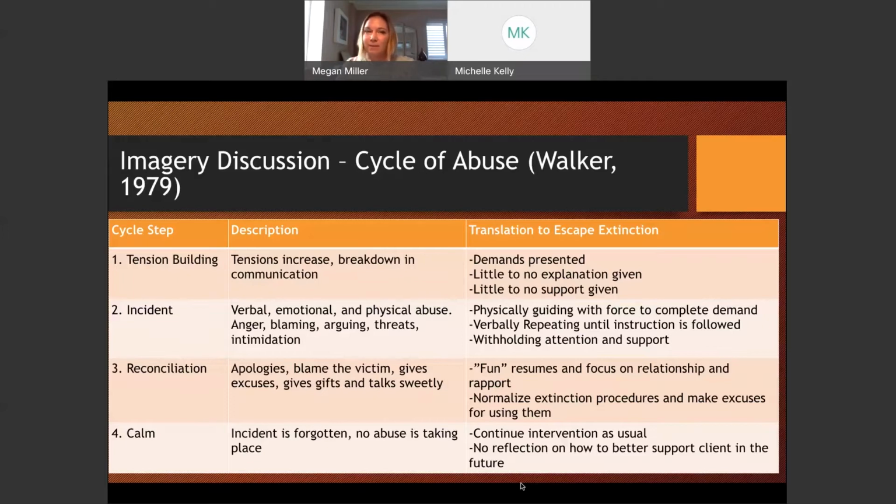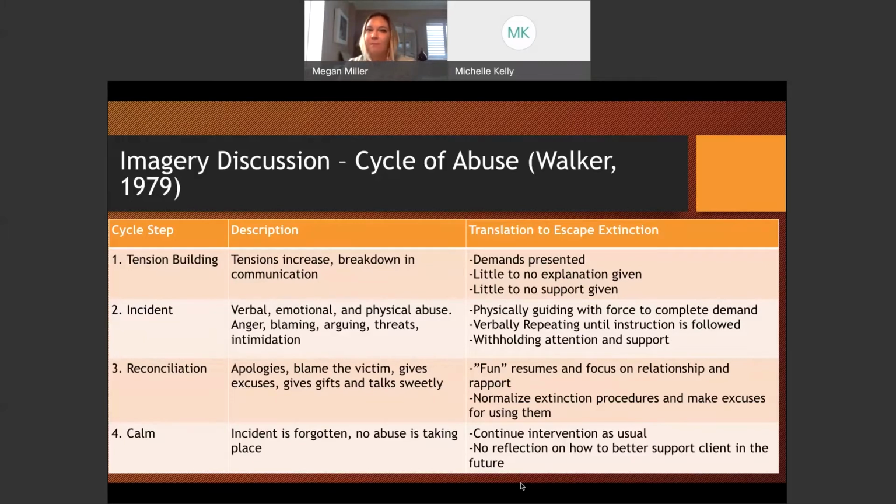You'd probably be surprised to find out that a lot of the research that's been done on extinction, especially escape extinction, has not been done in the context of one-on-one service intervention or in the schools. It's been done in really significant inpatient settings and also with feeding. So we have to think about that when we're looking at the work that we're doing.